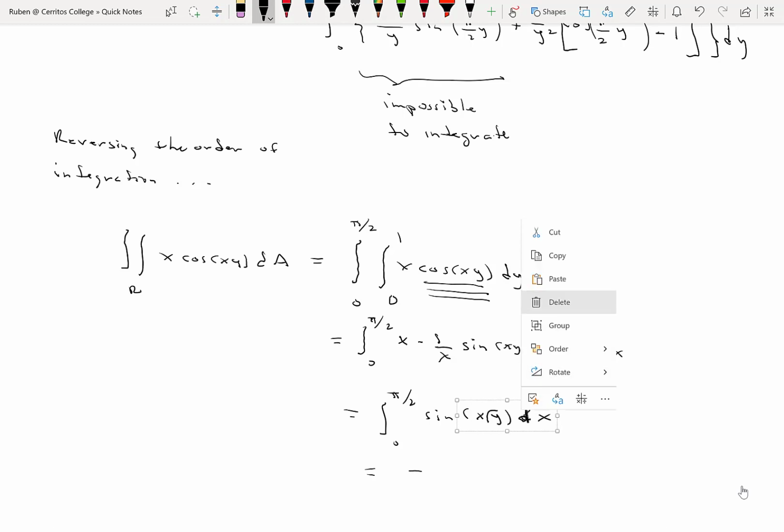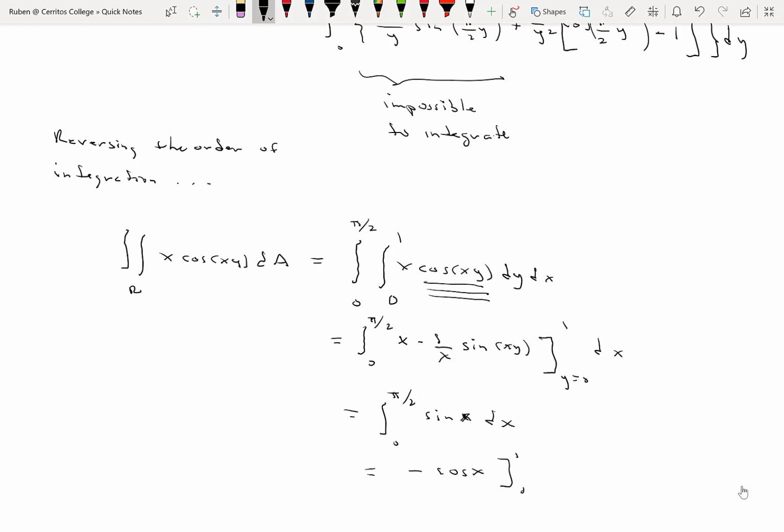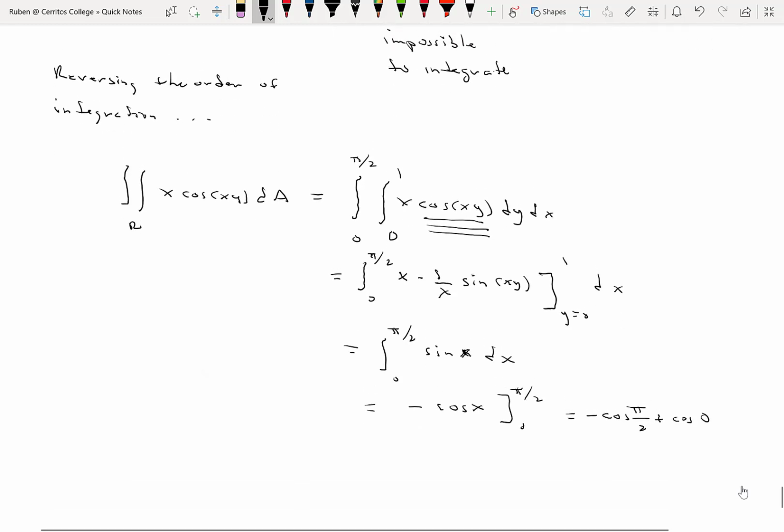Okay. So substituting y equals 1, I get sine of x with respect to x. The integral of sine is negative cosine from 0 to pi over 2. So this is minus cosine of pi over 2. Minus a minus, so plus cosine of 0. The cosine of pi over 2 is 0. Cosine 0 is 1. Look at what happens when we reverse the order of integration.